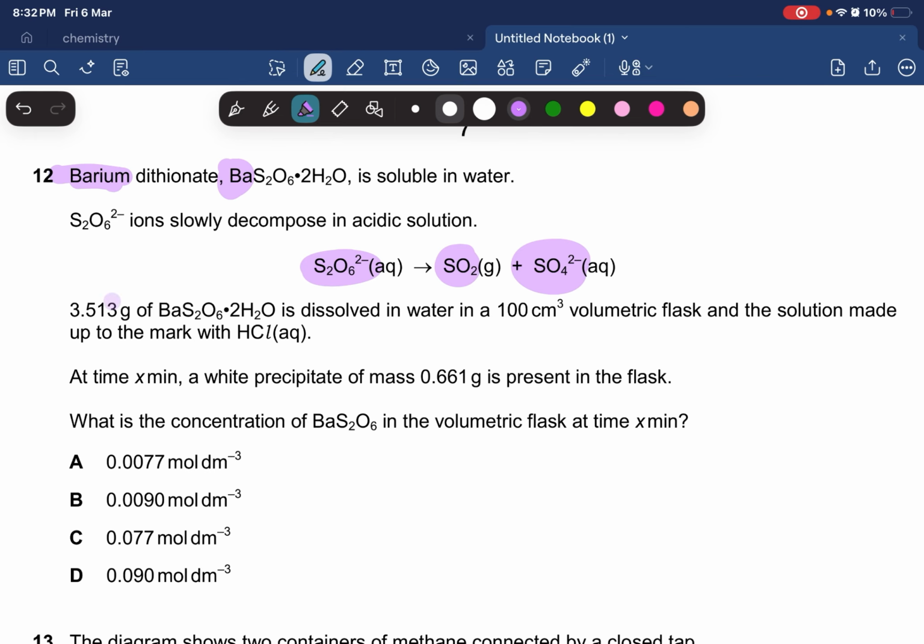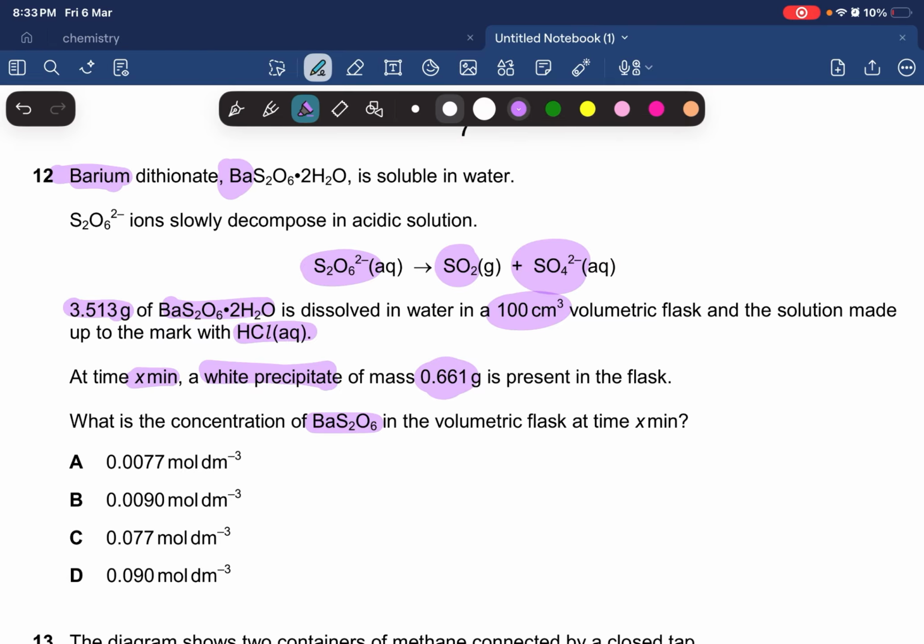Okay, next part states that 3.513 gram of BaS2O6.2H2O is dissolved in a 100 cm cube volumetric flask and the solution is made up to the mark with HCl. At time x minutes, a white precipitate of mass 0.661 gram is present in the flask. What is the concentration of BaS2O6 in the volumetric flask?